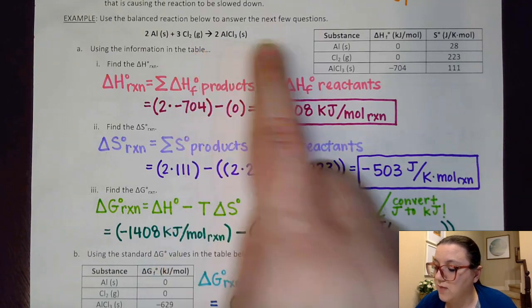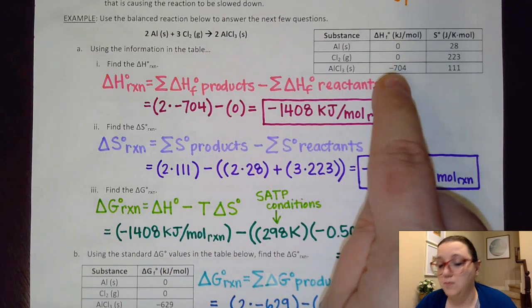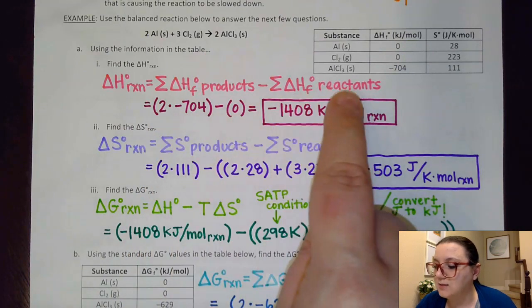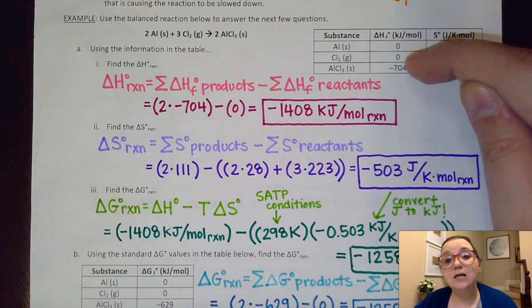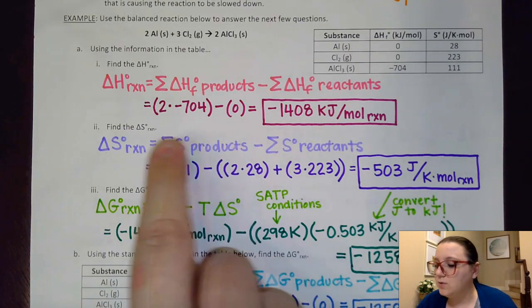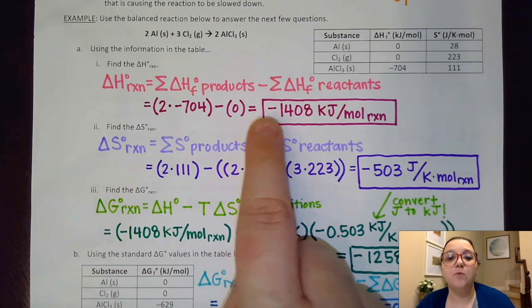There were 2 moles of that, so I multiplied that by the heat of formation, which was a negative 704, minus the reactants. However, you notice the reactants had heat of formations of 0. Now think about why for a second. Do you remember what would cause the heat of formation of 0? That's right, we've got elements in their standard state, right? And so they had that heat of formation of 0. So here, once I do that math, that gets a negative 1408.